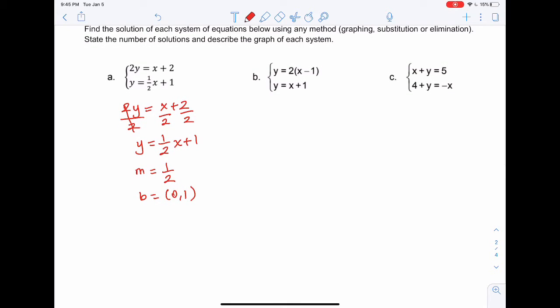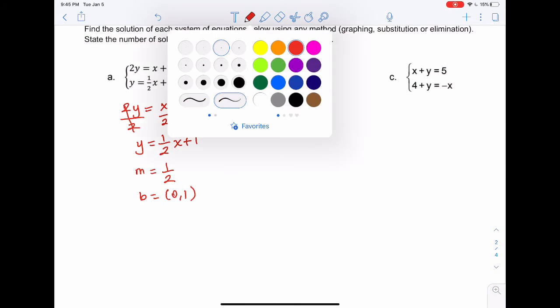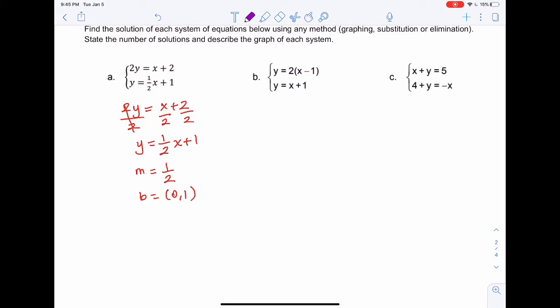Now let's look at the second equation. I'm going to use another color. Interesting. So if you check carefully, you will see they have the same slopes and y-intercepts.